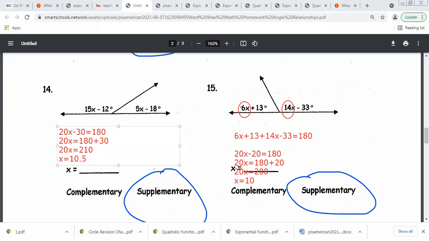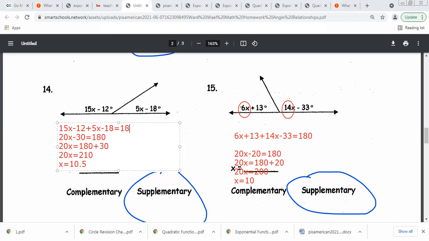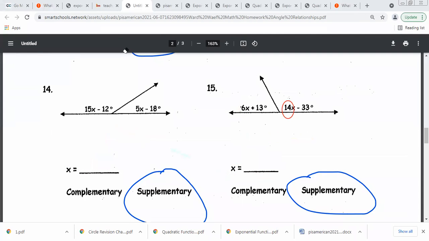Then once we have 15x, if we want to write the equation from the beginning, we can write it like this: 15x minus 12 plus 5x minus 18 equals 180. And then we will start to simplify, and they are supplementary angles. Let's move to another question.